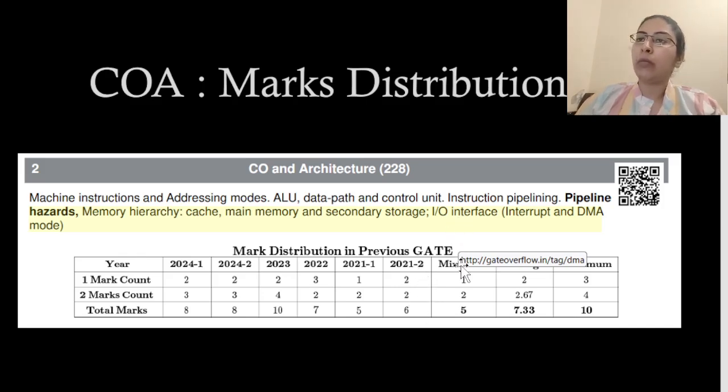So the minimum is about 5 marks, the maximum is 10 marks, and the average is 7 to 8 marks. Okay, so this is the marks distribution of computer organization and architecture.